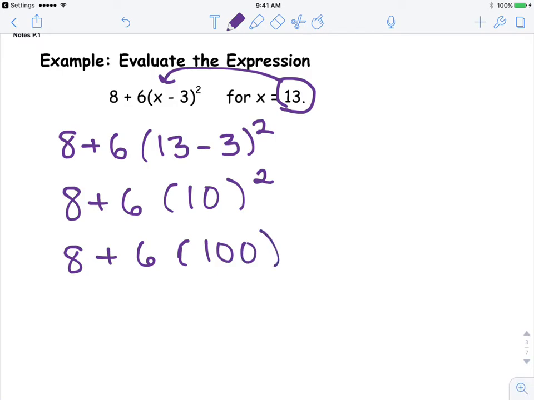And now you do your multiplication from left to right. So 6 times 100 is 600. And then add and subtract left to right. So you're going to get 608.